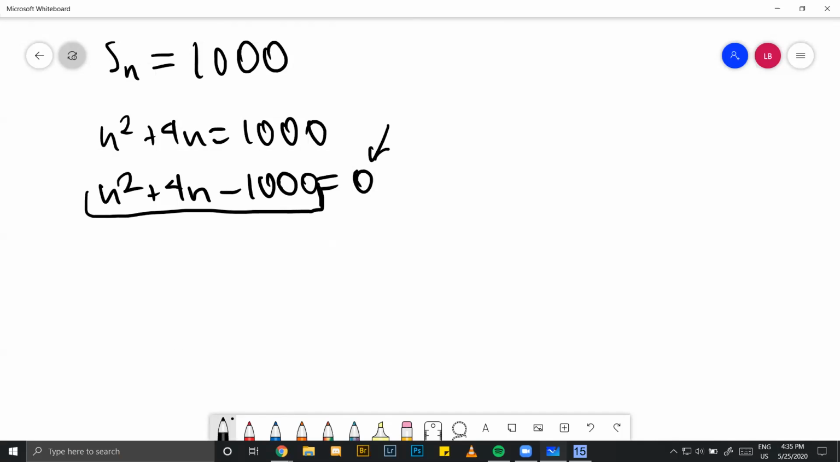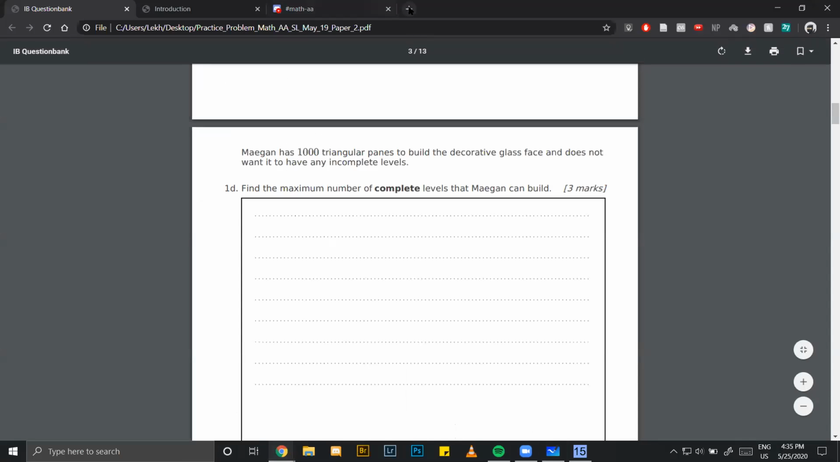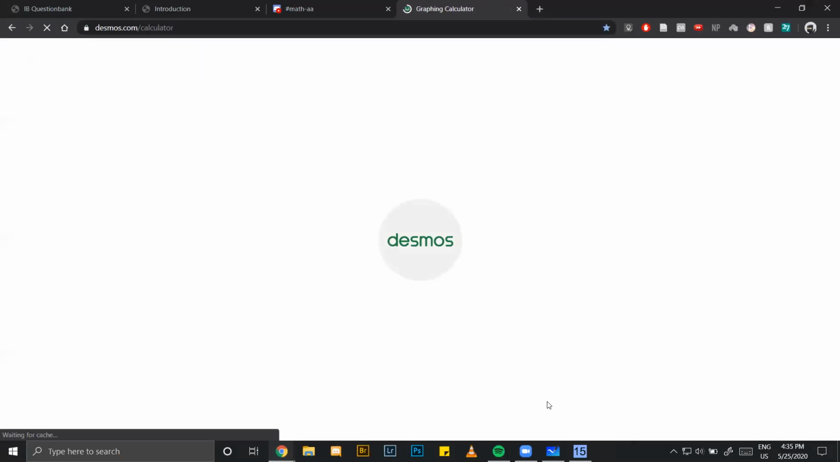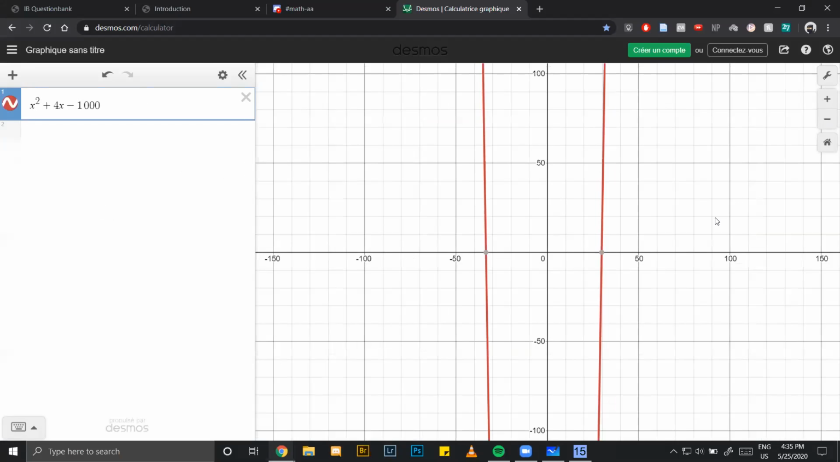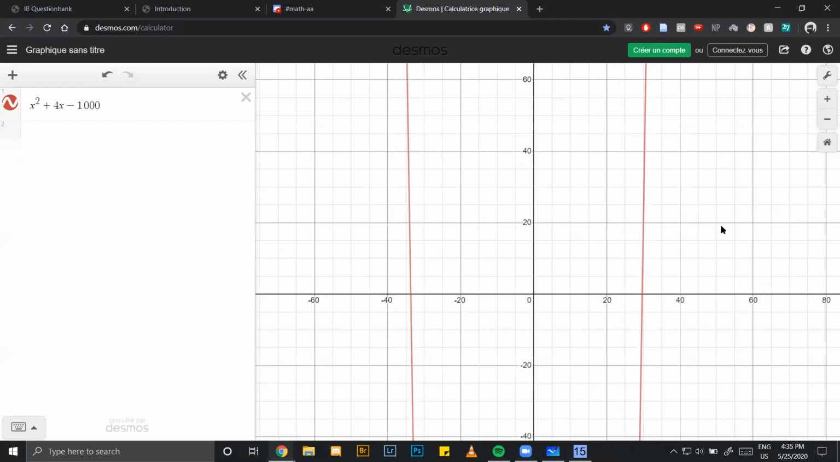I'm going to show this on Desmos right now, but you can do this on your calculator as well. So on Desmos, I'm going to show n squared plus 4n minus 1,000. This is the way that you're meant to be solving. I'm not going to use n over here because Desmos doesn't accept non-x variables. You only use x values, and it's the same for your calculator. I'm going to zoom out, and this is what the graph looks like.